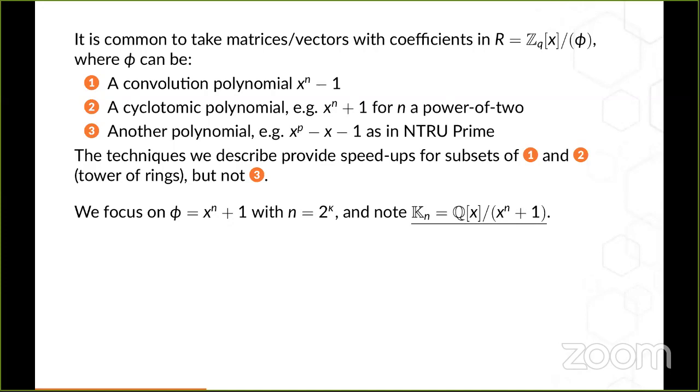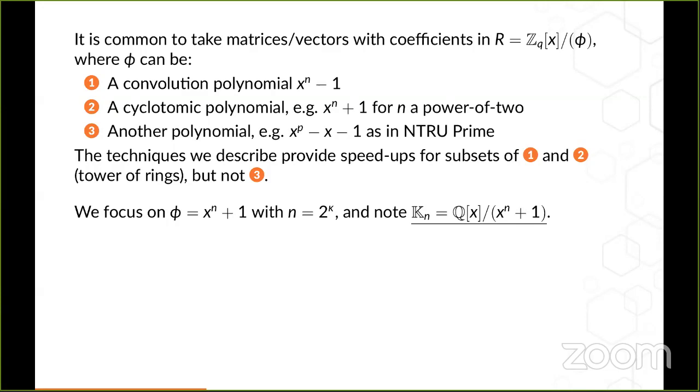You can also take a cyclotomic polynomial, and the most prevalent example is the cyclotomic polynomial x^n + 1 for n a power of 2. And you can also take another polynomial, such as, for example, x^p - x - 1, as is done in NTRU Prime, for example.